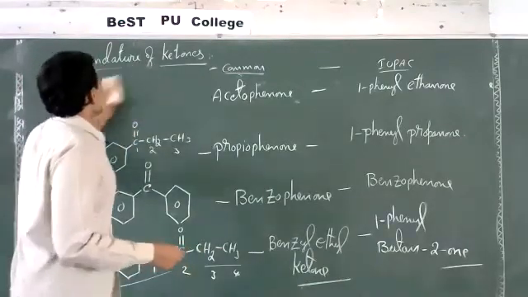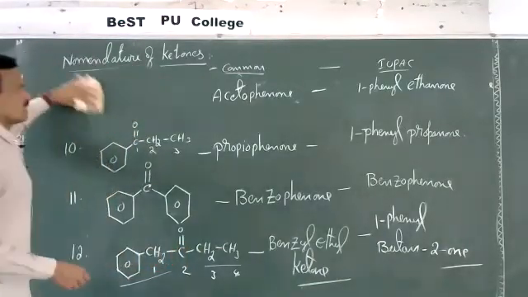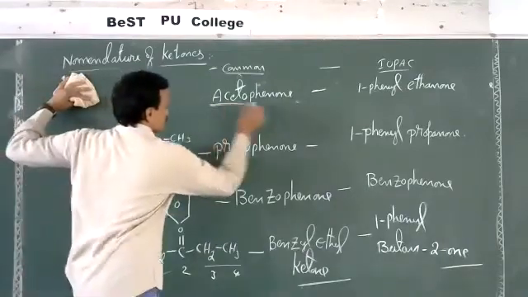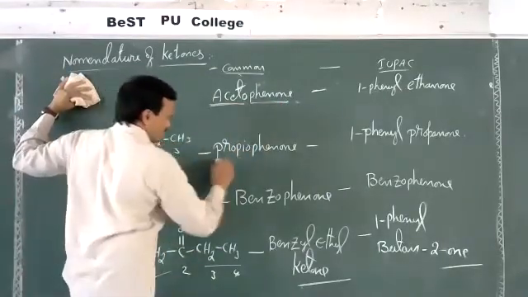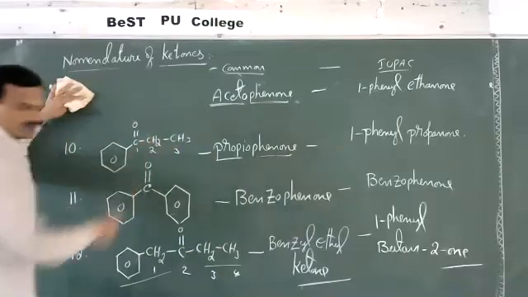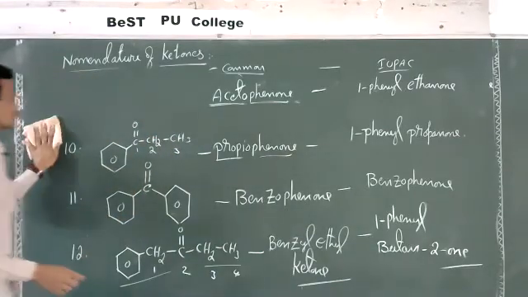So like this, aromatic ketones are named by prefixing the name of the acyl group to phenone: acetophenone, propiophenone, benzophenone, and so on. Like that we will write. Next.